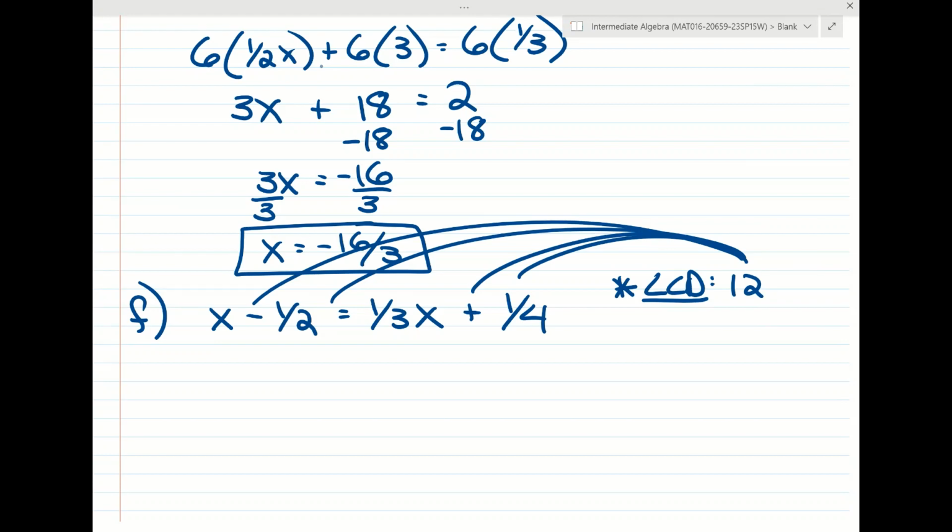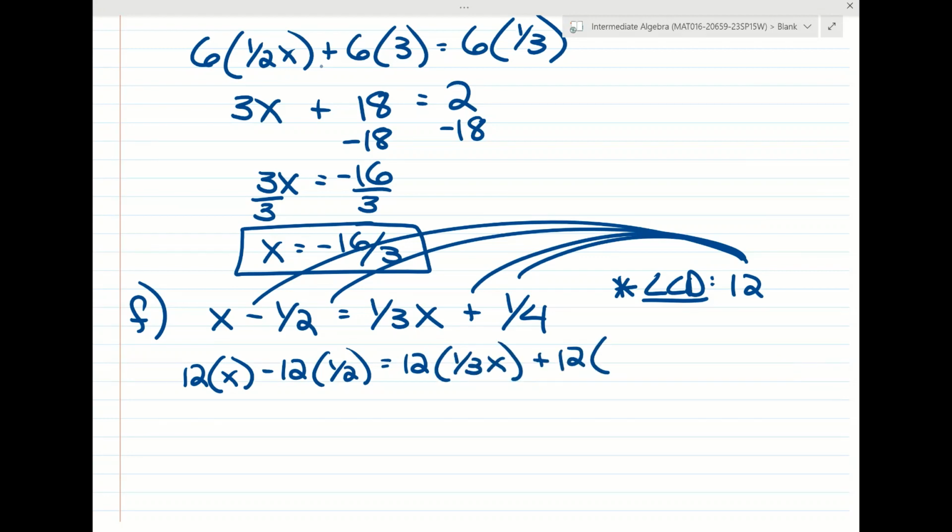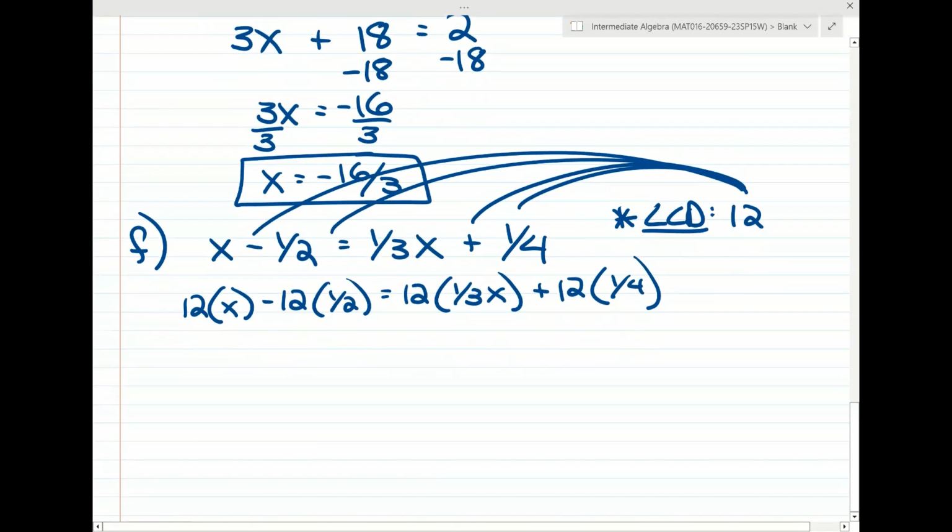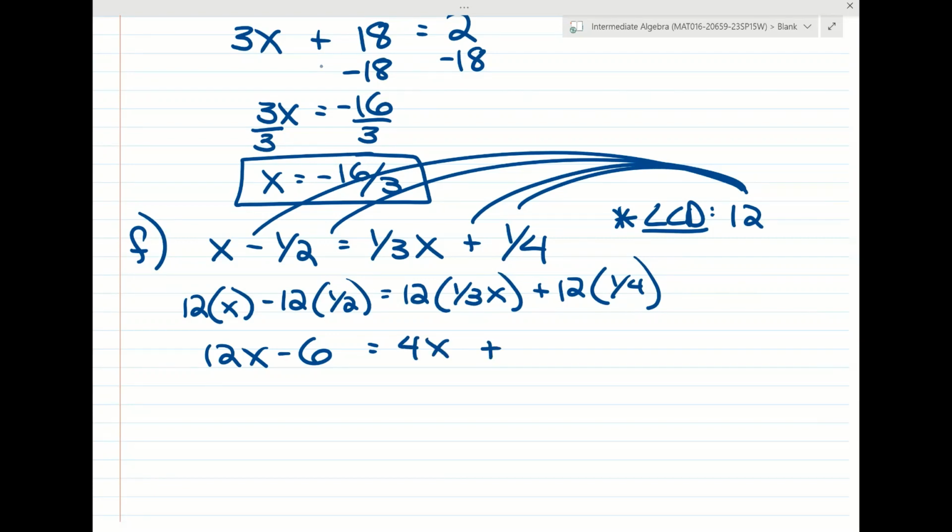and then it throws everything off. So if we just do 12 times x minus 12 times 1/2 is equal to 12 times 1/3 x plus 12 times 1/4. That'll get rid of all our fractions, and then it'll be a simple equation to finish. So this is just 12x minus 6 is equal to 4x plus 3. And that looks like one of the initial equations that we talked about.